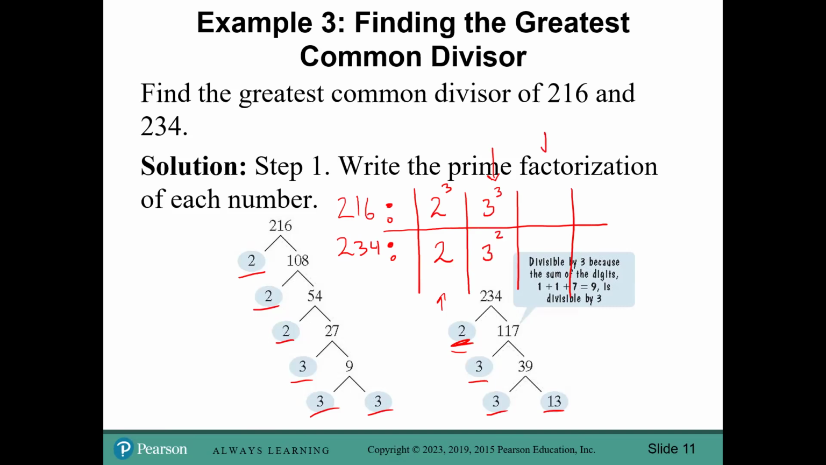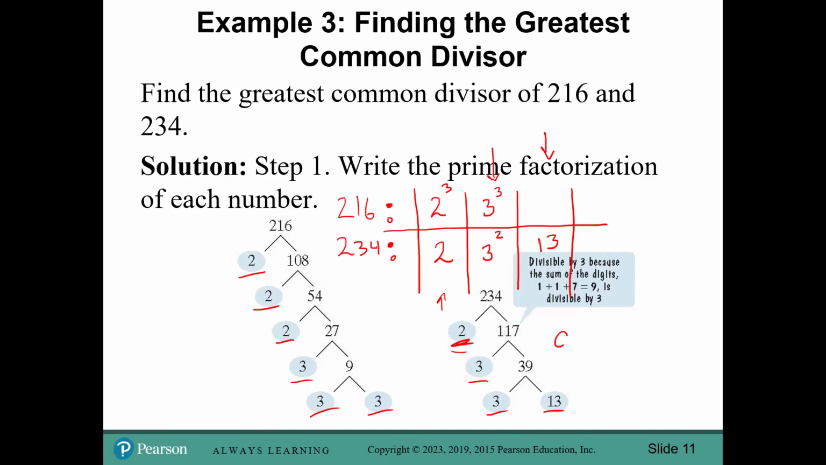There would be 5s if there were any in this column. There aren't any. The next one that I have is just the 13 from 234. So I'll write them that way. I'll make sure that they're in a column so that I can compare how many 2s I have in my 216, how many 2s do I have in my 234, right?